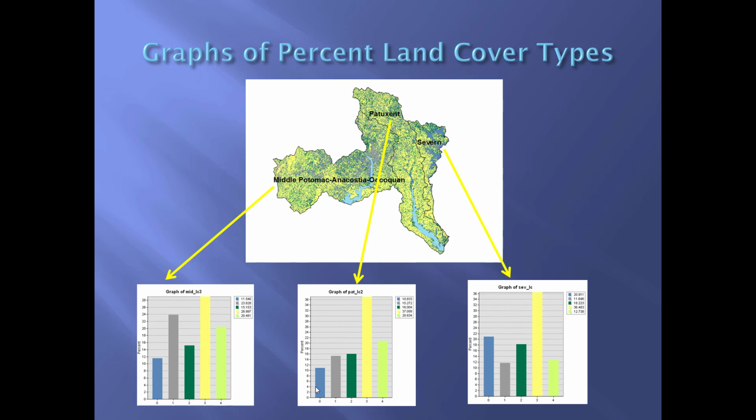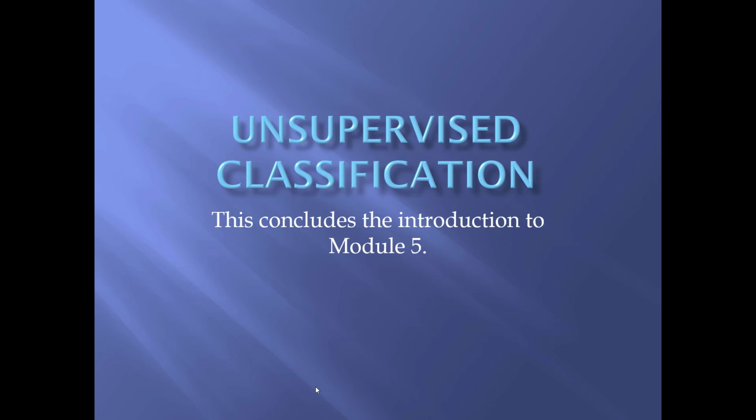You're also going to need to make graphs of percent land cover types. I have put the different graphs here according to the counties in the workbook. This concludes the introduction for Module 5.